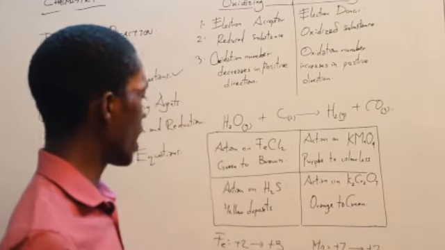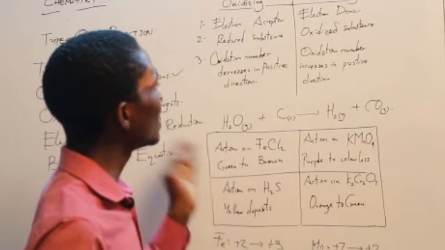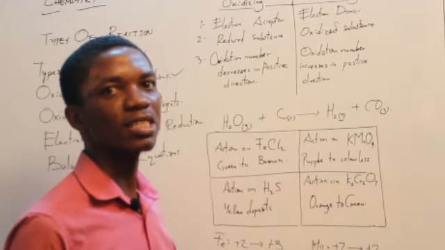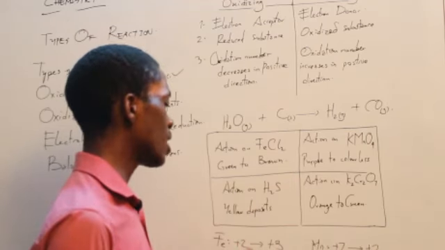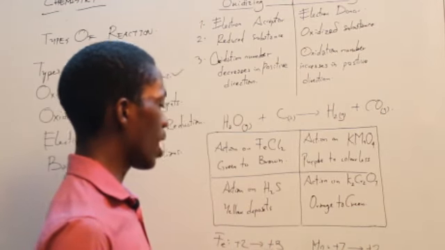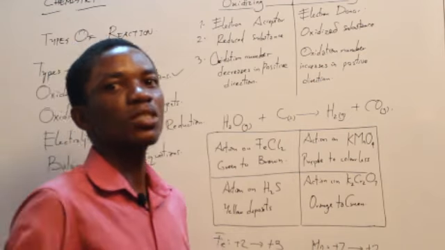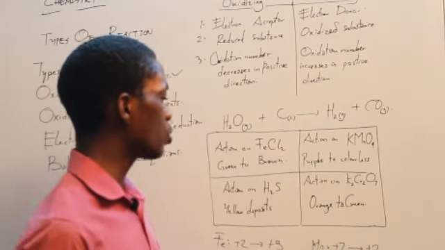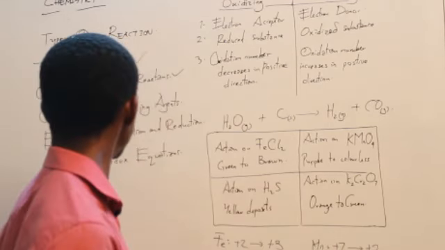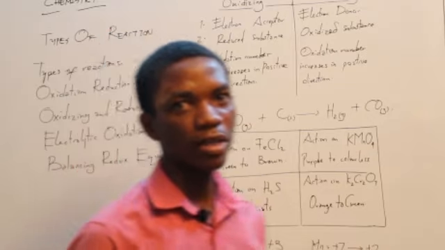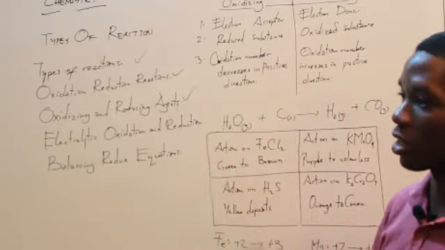So this one is oxidized, and therefore the oxidation number increases in the positive direction, while this one decreases in the positive direction. We'll talk about the oxidation number decreasing. It does not necessarily mean that you are having lower values, but it is decreasing because electrons have been gained, while the other is increasing because electrons have been lost. All right, let's go ahead and look at electrolytic oxidation reaction.